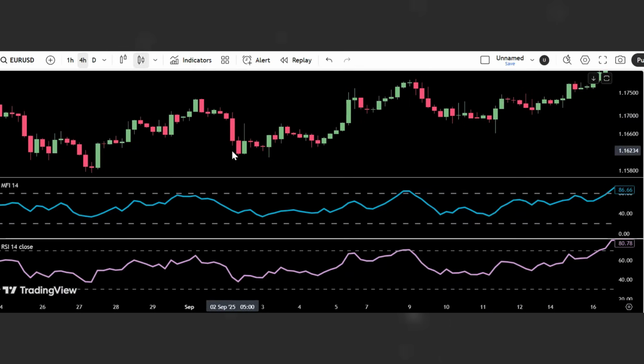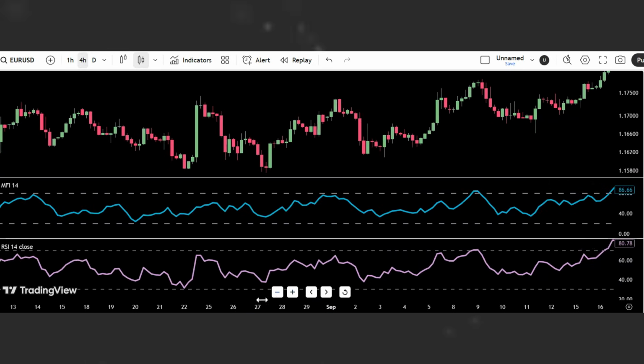Candle confirmation is very important because sometimes MFI or RSI may give a signal, but the price doesn't move as expected. A weak candle shows the market may not follow through. By waiting for candle confirmation, we reduce the risk of entering fake trades.